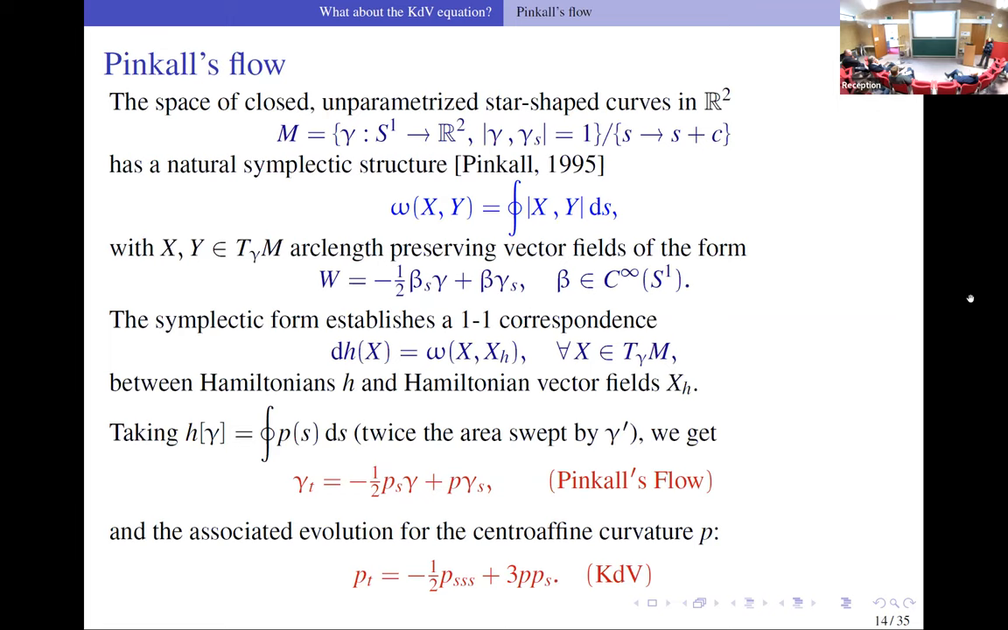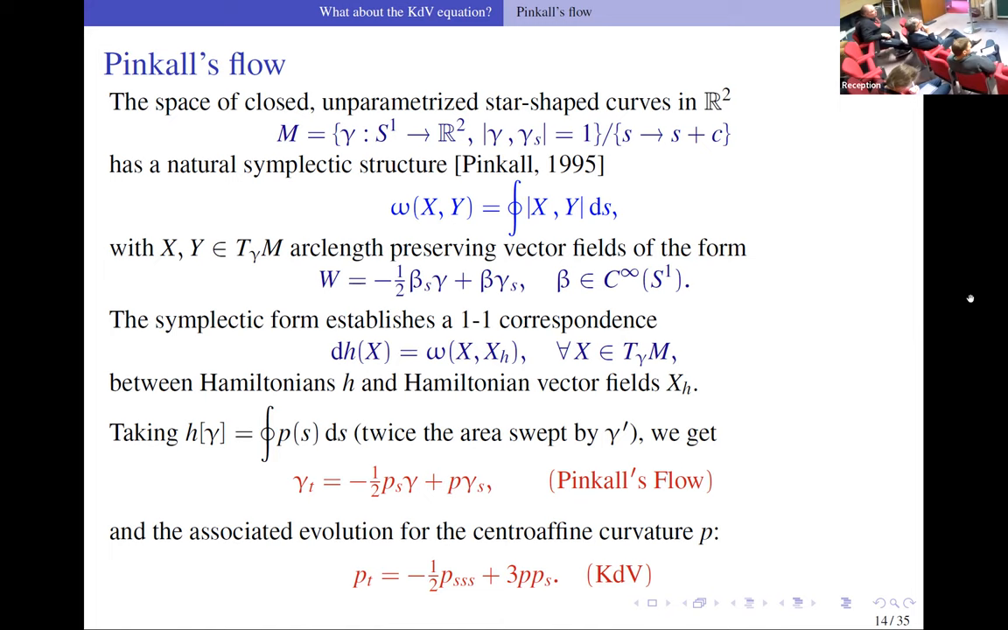Well, he said, okay, let me consider curves which are star-shaped. They are now periodic, so you can think of them as maps from the unit circle into R2. They are arc-length parametrized, and I'm going to mod out by translation. So you call them unparametrized star-shaped curves.